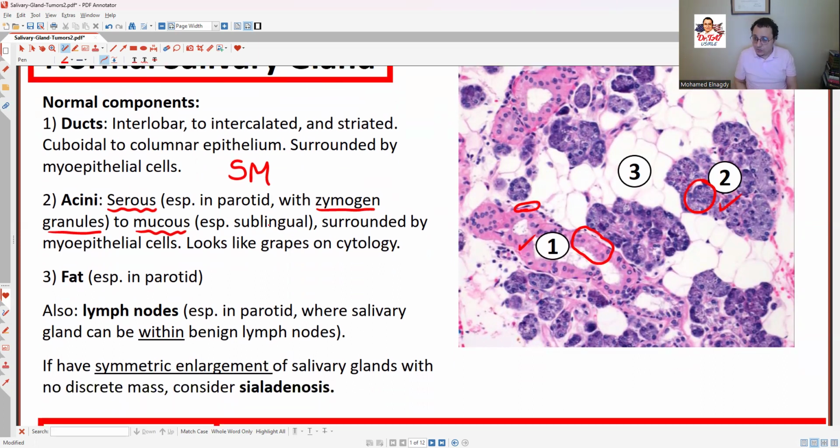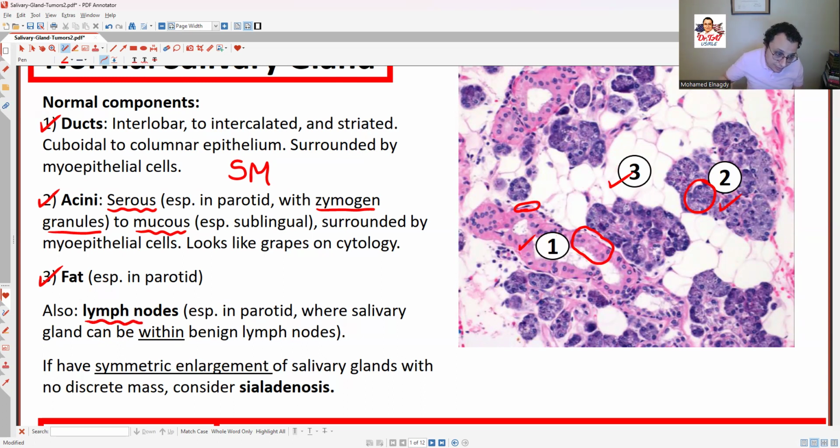Each acinus is composed of secretory epithelium and myoepithelium. The secretory epithelium is the cuboidal epithelium, which secretes the secretions into the lumen of the acinus, and you have the myoepithelial cells, which contract and help in the drainage of the acinar secretions. So ducts, acini, and then you might have some fat, which is labeled as number 3. Here in the picture, you can see the fat right there surrounding the acini, which in this picture are serous acini, and as you see, the ducts.